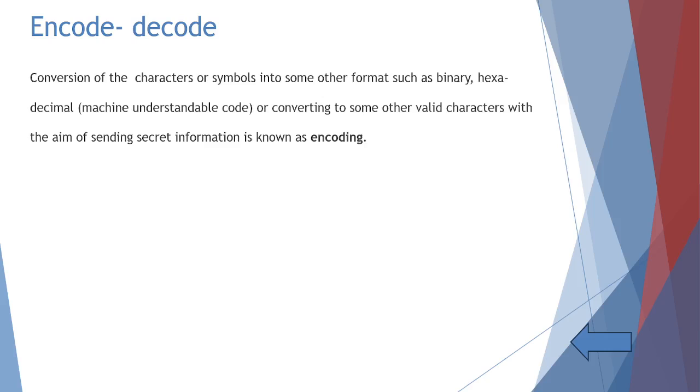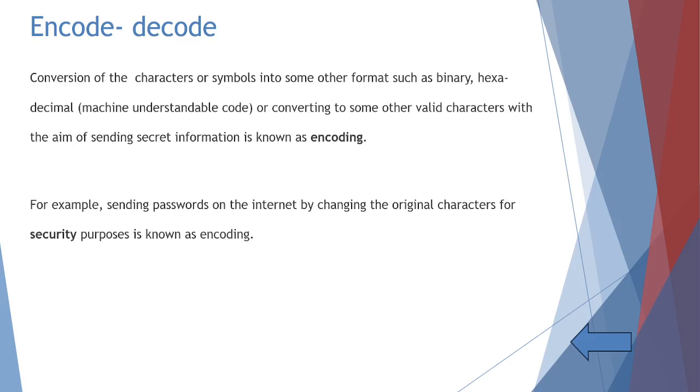Conversion of the characters or symbols into some other format such as binary, hexadecimal, which is machine understandable code, or converting to some other valid characters with the aim of sending secret information, is known as encoding. For example, sending passwords on the internet by changing the original characters for security purposes is known as encoding.